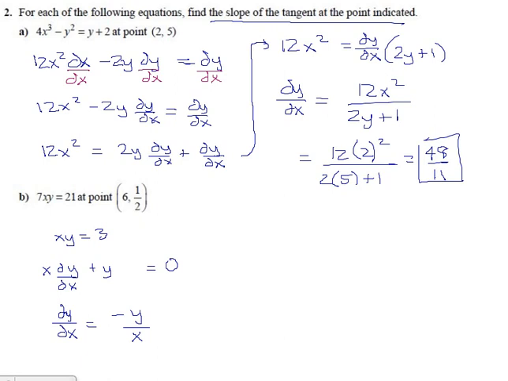They tell us x is 6 and that y is 1/2, so we get minus 1/2 divided by 6, which is like minus 1/2 times 1/6. So minus 1/12 is the slope of our tangent line.